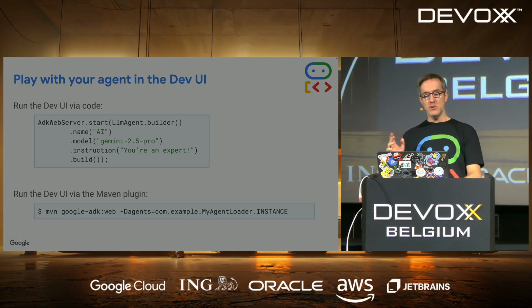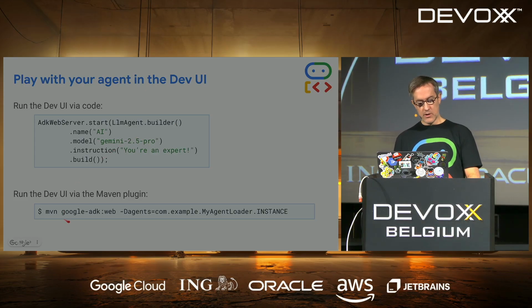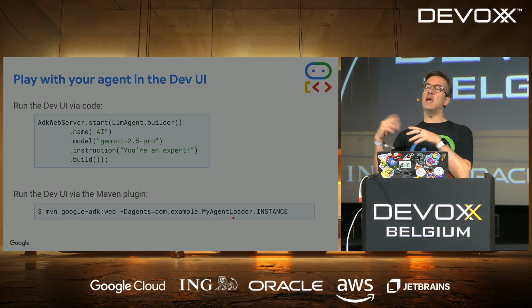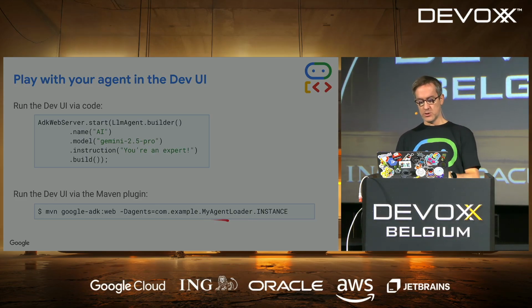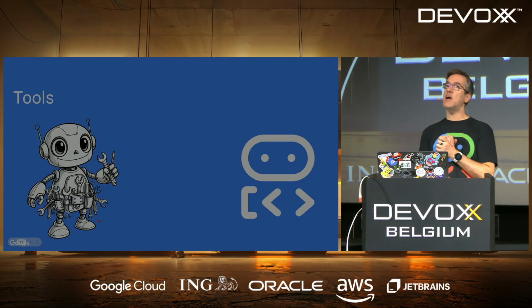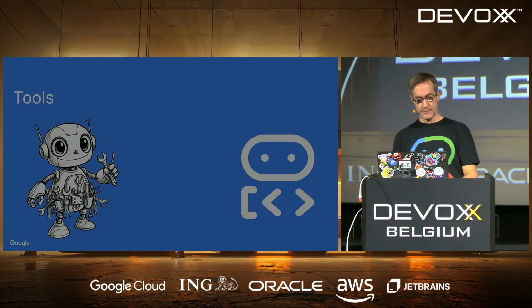If you want to launch the web UI yourself from code, you can do that with this ADK web server start method, and you pass directly the agent definition. Or there's also a Maven plugin, where you have to implement some kind of loader class that lists all the agents that you want to load. I don't show it here, but you can also launch it from your build if you want. All right, so let's have a look now at the tools.